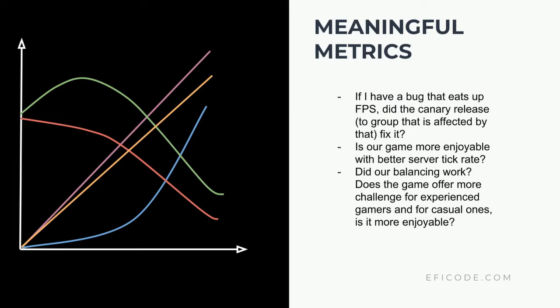In an action game, the frames per second is a very important part of the player experience. And if I have a bug that eats up the FPS, did the Canary release to a group that is affected by it fix it? Is the FPS better now? Is our game more enjoyable with a better server tick rate? That would be a metric, by asking for user feedback. Or did our balancing work? Is the game more enjoyable for the casual players, and does it offer more challenge for the experienced ones?